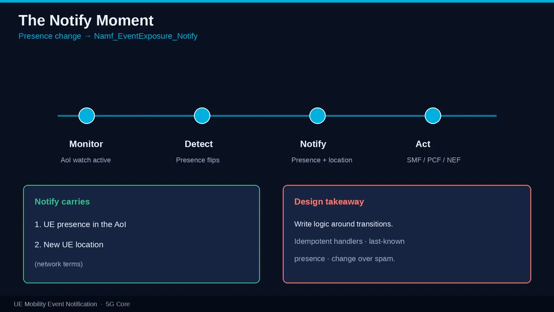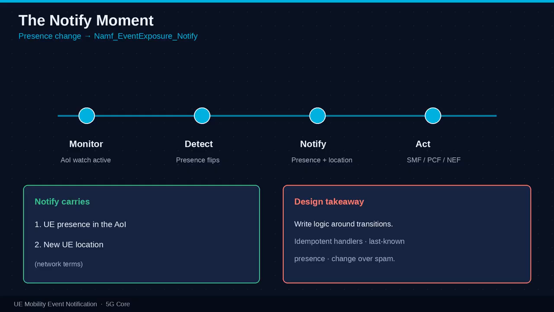Presence answers the zone question. For example, the UE is now inside the subscribed AOI, or presence has flipped relative to the last known state. New location answers the finer "where exactly in network terms" question the consumer may need for the next policy or session action. This is why the service is called Mobility Event Notification, not continuous telemetry dump. The interesting instant is the change. Entering the commercial district matters more than 100 identical "still here" samples, unless you explicitly subscribed to a mode that wants ongoing reports within the duration and count limits.